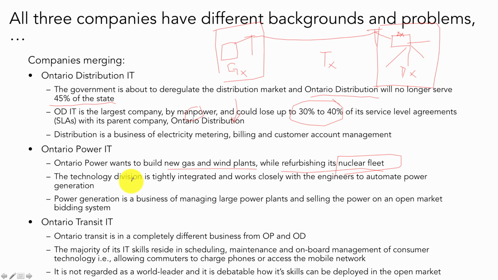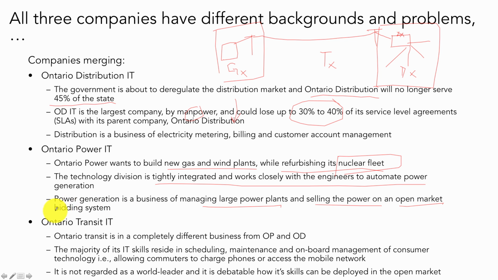As mentioned earlier, the technology division is tightly integrated with the engineering side to automate the power division. And power generation is in the business of managing large power plants and selling the power on an open market bidding system.